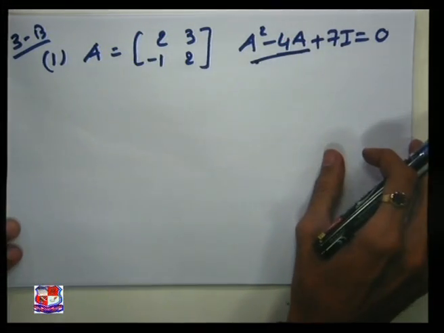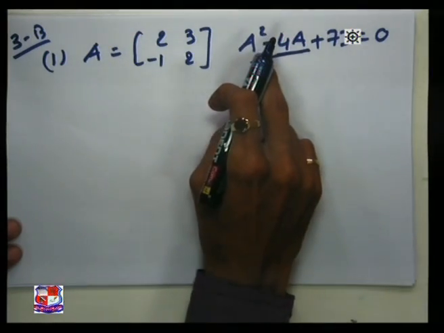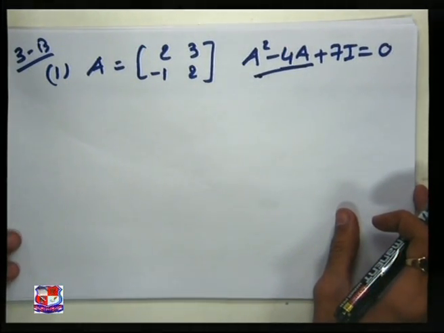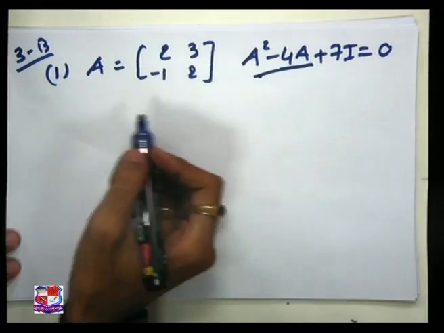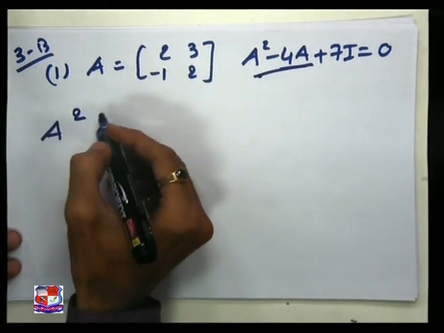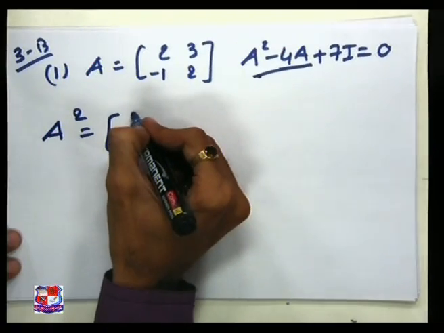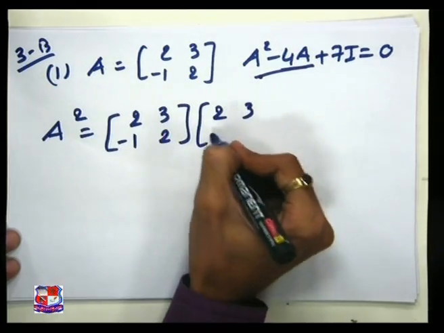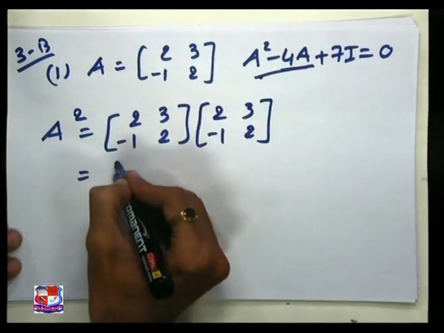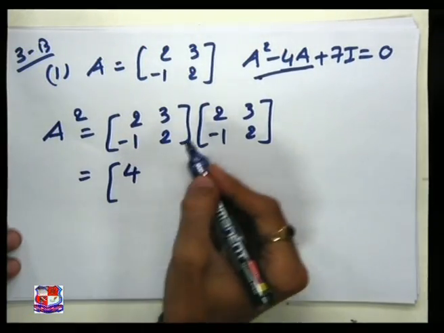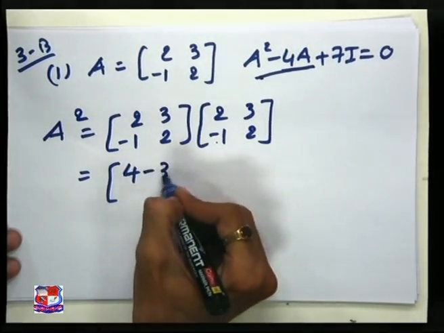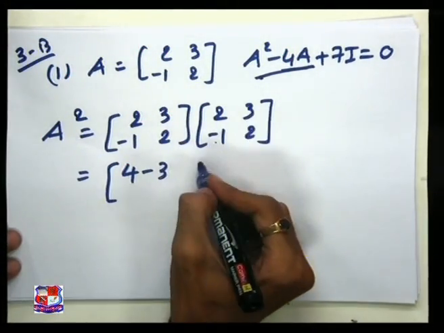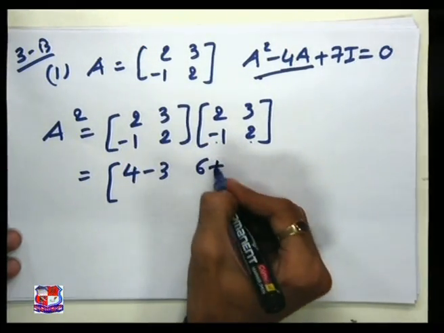So let us first prove that A square minus 4A plus 7I is equal to 0. Here A is equal to 2, 3, minus 1, 2. Then A square is equal to A into A, that is 2, 3, minus 1, 2 into 2, 3, minus 1, 2. That will be 2 into 2, that is 4, plus 3 into minus 1, that is minus 3. Here again 2 into 3, that is 6, and here 3 into 2, that is 6.